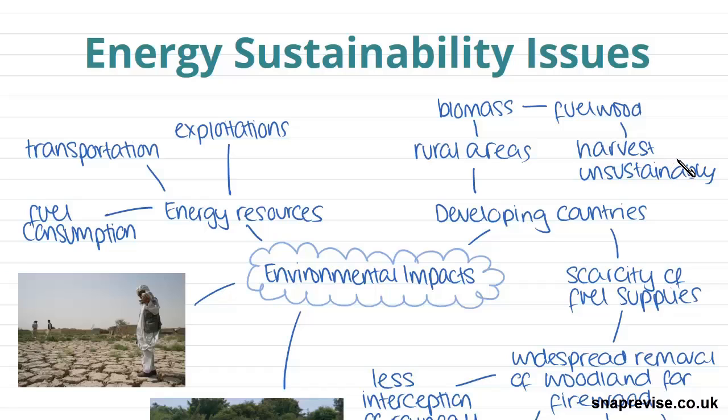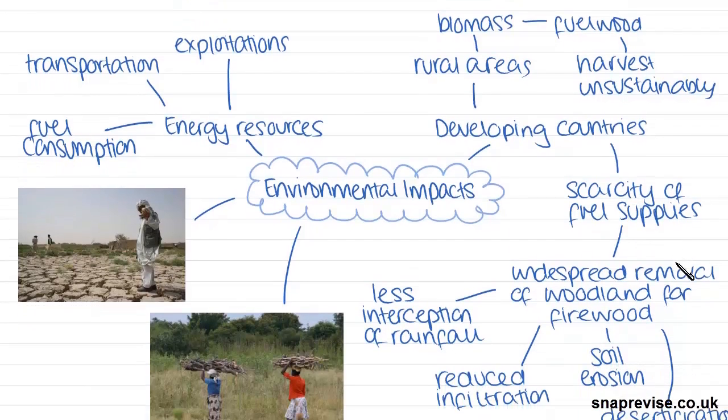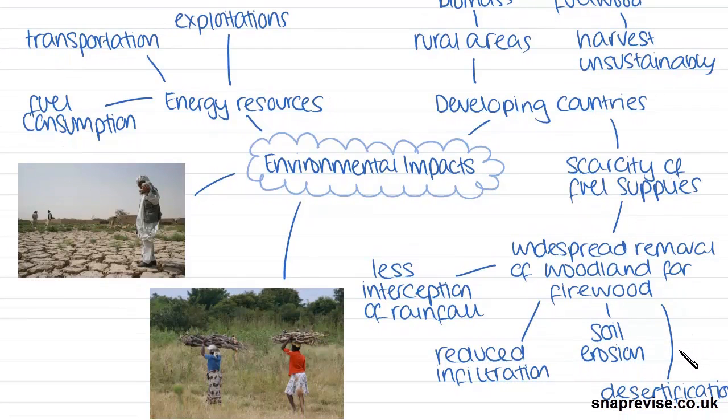So the use of biomass itself is not a concern unless the fuel is harvested unsustainably, where more trees are chopped down than are growing. So that's the relation to sustainability of fuel wood. But the scarcity of fuel supplies has led to the widespread removal of woodland for firewood, which is having many negative effects upon the environment.